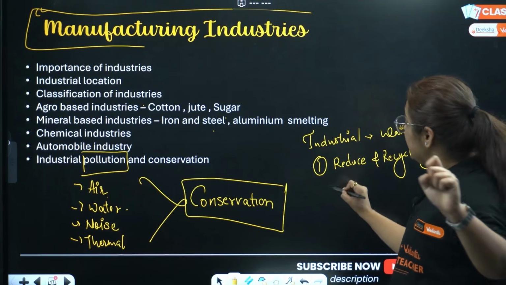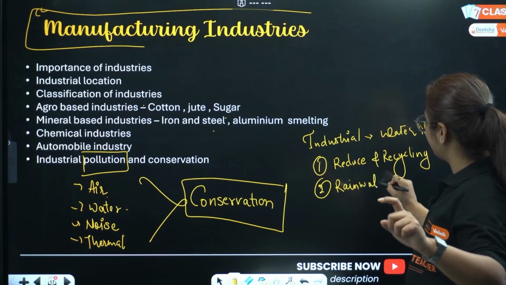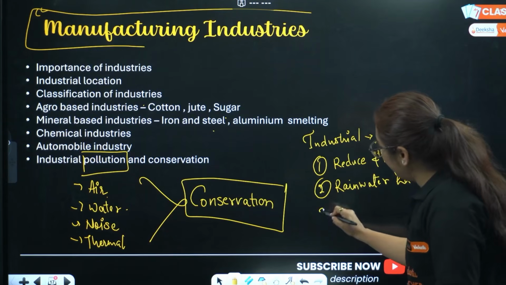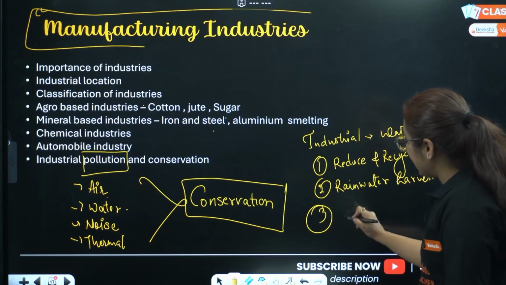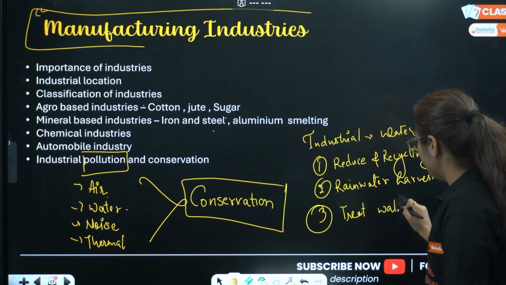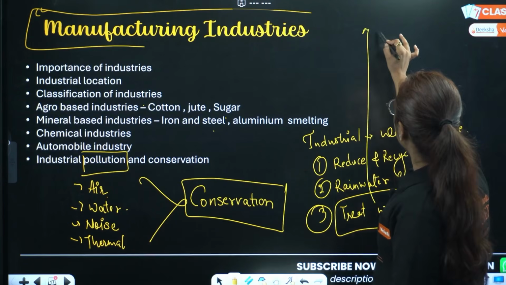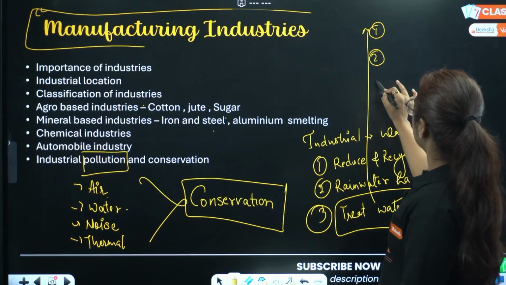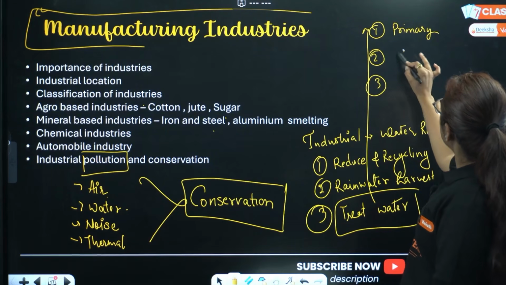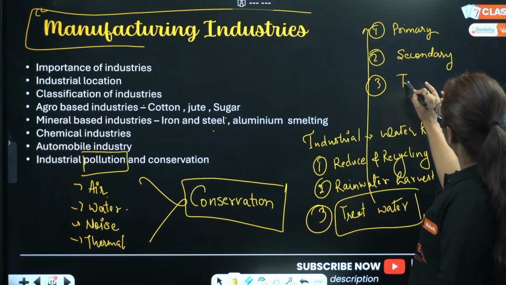First point. The second thing is we can do rainwater harvesting. And the third point is we can treat the water. Now, what do you mean by treatment of the water? Our treatment involves three processes. One is primary, the second is secondary, and the last is tertiary process.